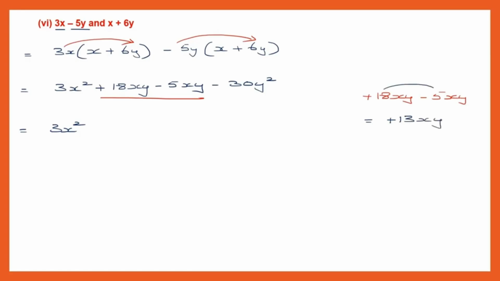Remember, this is not multiplication, so I've not multiplied the signs. This is simple addition. So plus and minus, I have plus, and then I have subtracted, I've got plus 13xy. Let's write that, plus 13xy, and we have minus 30y square. So this is our final answer: 3x square plus 13xy minus 30y square.